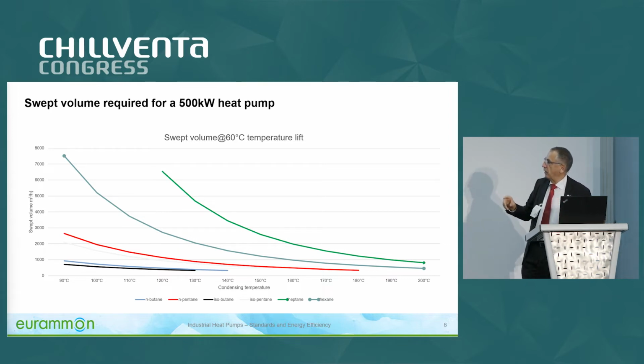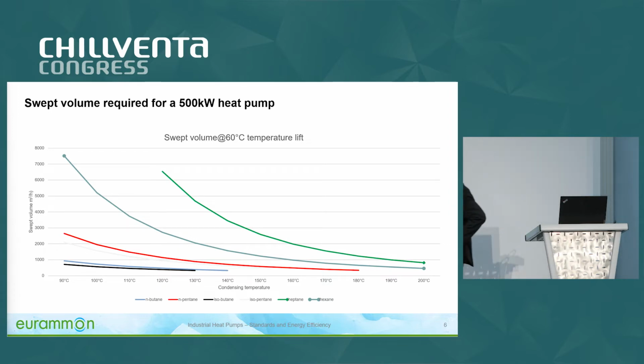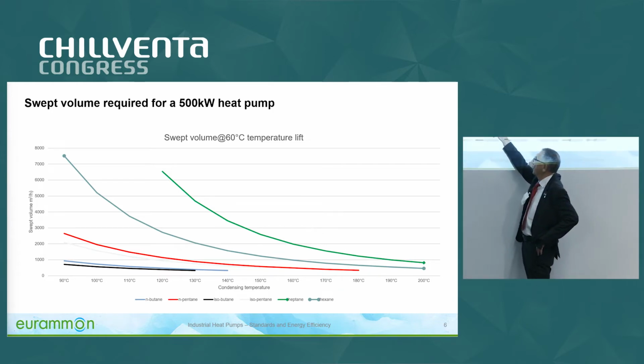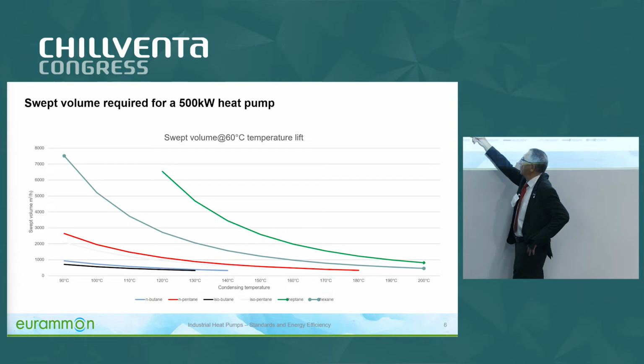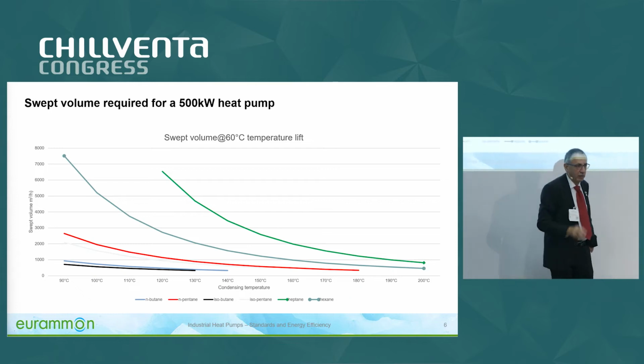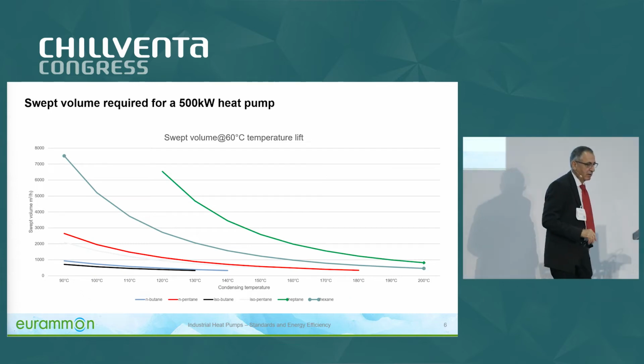But then you can say, okay, why is it that I don't use isobutane? Yeah, it's because I get very close to the critical point here. So the limit is around 120 for isobutane, and then you can take butane, you can go a little bit higher and still have it running at a decent swept volume.